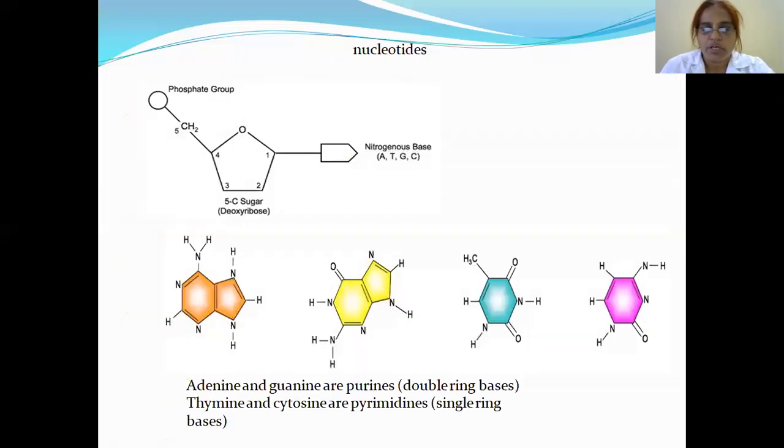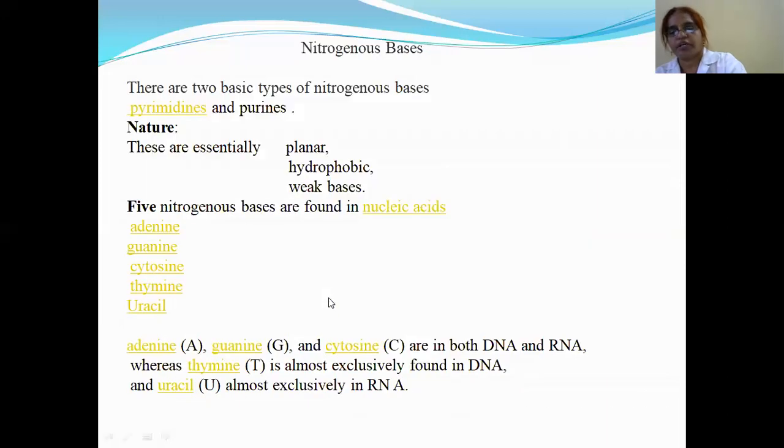Now see, adenine and guanine are the double ring bases. See here, this is one ring, and there is another ring. So adenine and guanine, these two purines, are double ring bases. And thymine, cytosine and uracil are the single ring bases. See here, it is only a single ring. So the pyrimidines contain single ring bases, and purines are the double ring bases.